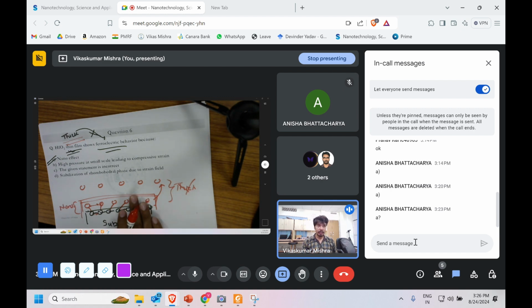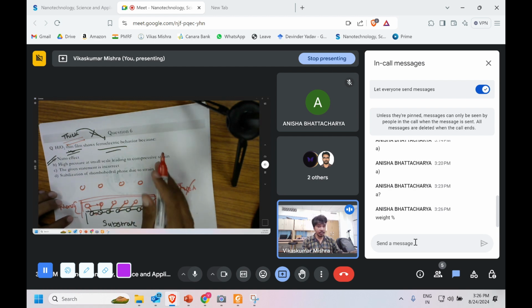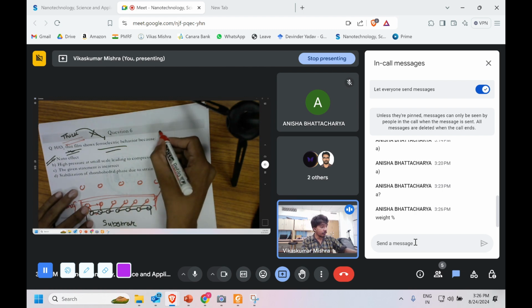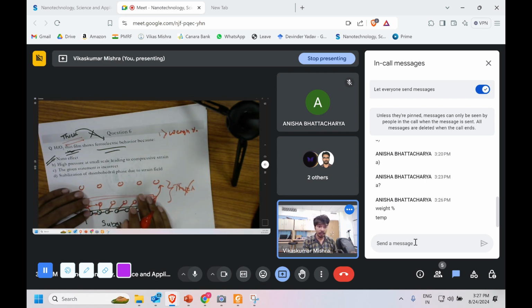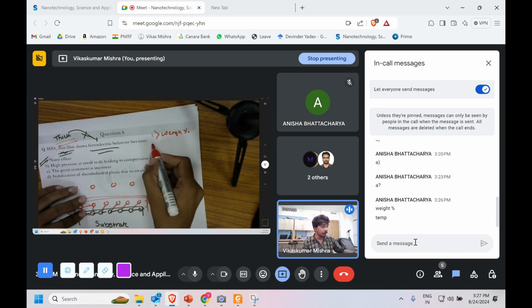So instead, let me ask you: if iron is there in the ferrite and I want to convert it to austenite, what will I do to it? At room temperature I am having the iron. Okay, weight percent. Yeah, weight percent is one of the variables. What about any other variable? So the first variable is weight percent, like if I can change the carbon content in the ferrite. Yeah, temperature is another factor.